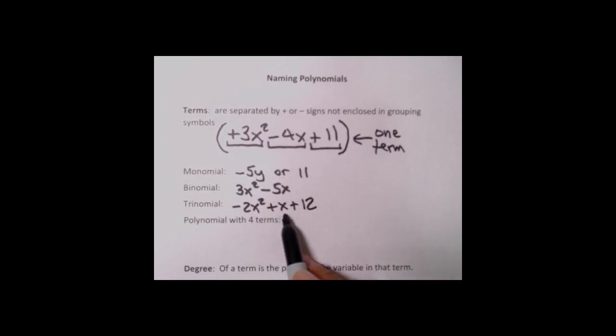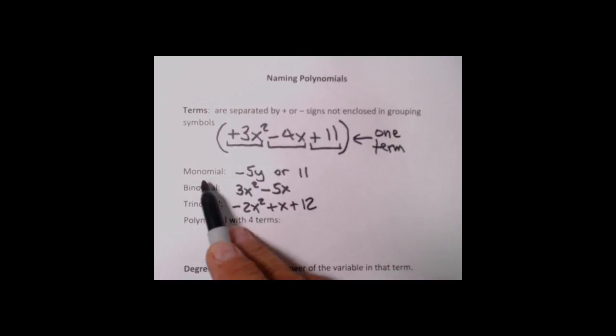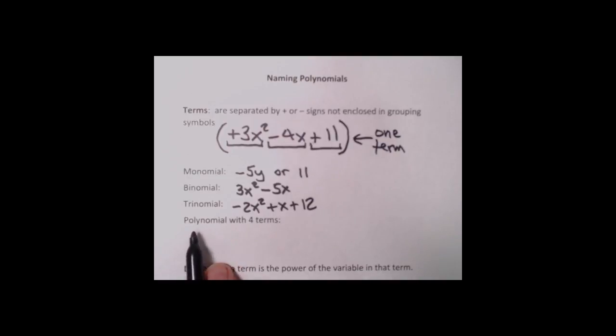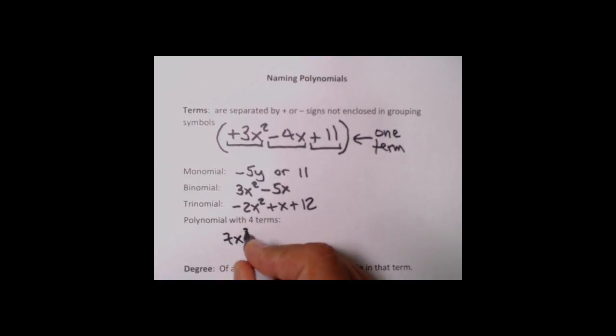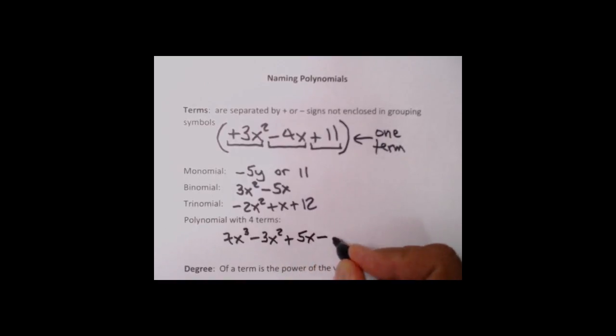1, 2, 3 terms. Monomials, binomials, and trinomials will show up a lot in the work we do with polynomials, so they have special names. Monomial, again, a single term. Binomial has 2 terms. Trinomial has 3. Anytime you get polynomials that have more than 3 terms, then you just say something like polynomial with 4 terms, and this might have 7x to the third minus 3x squared plus 5x minus, let's say, 7. 1, 2, 3, 4, but no special name. We would just say polynomial with 4 terms.